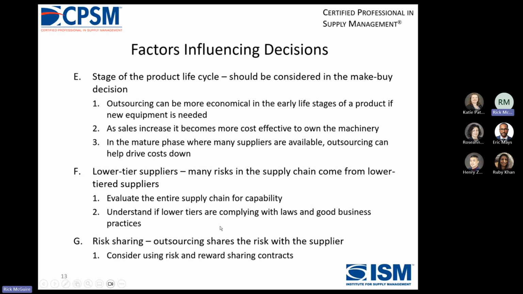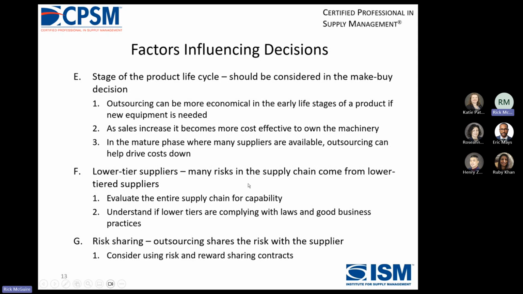Stage of the product life cycle should be considered in the make-buy decision. Outsourcing can be more economical early on in the product's life, or also later on in the product's life. As sales increase, it becomes more cost-effective to own the machinery. In the mature phase, where many suppliers are available, outsourcing can help drive down costs. But when you move to the decline phase, you can go back to outsourcing again because it's more economical.